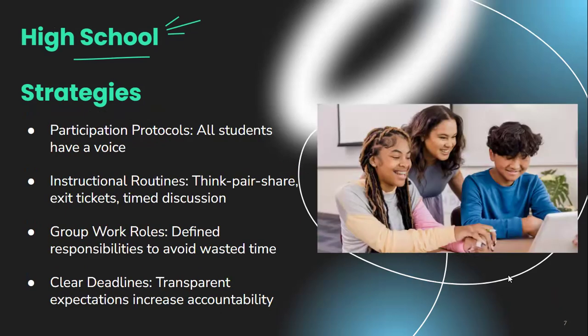Next are the high school strategies. So high schoolers need independence, but they also still need that structure. It's really important that clear routines and participation opportunities are used to help keep focus and interactivity during the lesson. Timelines help students manage their responsibilities and stay engaged. And so you'll even see in high school classes that timers are going to be used. They might throw them up on the board.